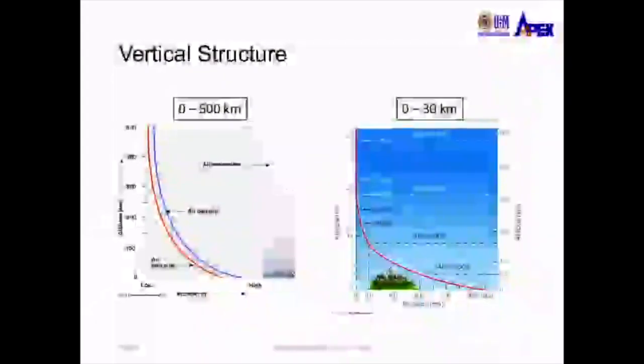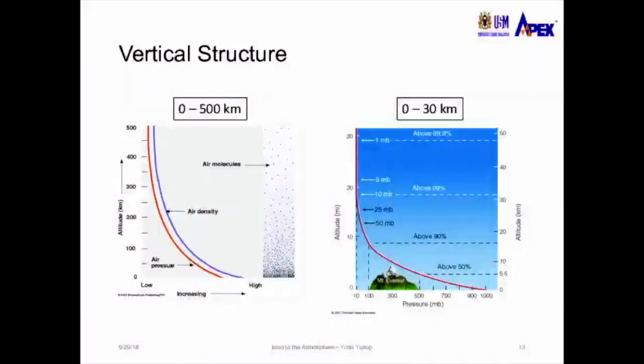We look into the vertical structure of the atmosphere, specifically shown here for the pressure variable. The figure on the left shows the pressure and density variables of the atmosphere with altitude. The altitude is in kilometers, ranging from 0 to 500 kilometers. You can see here that the air pressure exponentially decreases as it goes from 0 to 100, 200, until 500.